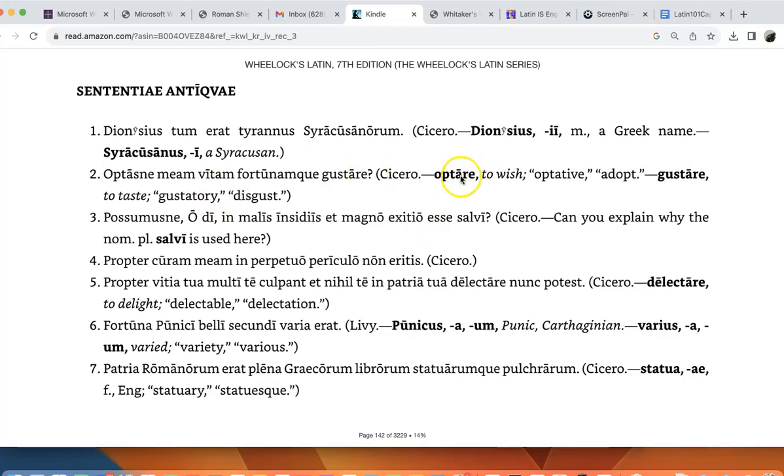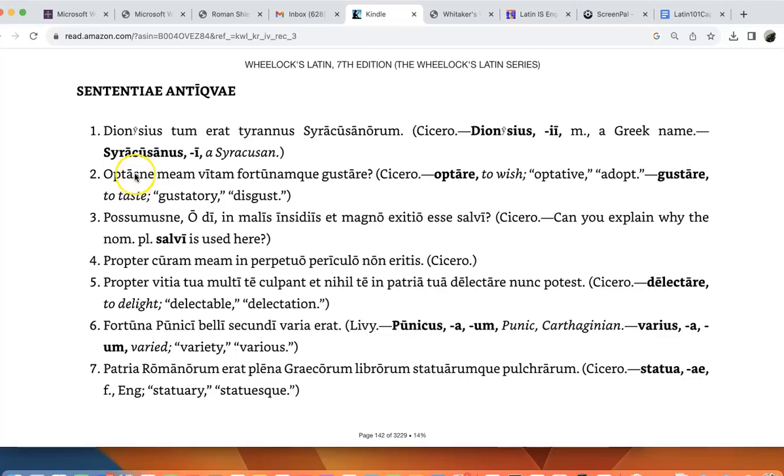So optisne. So we go back to the verb here. Optisne is second person singular. How do we know that? Because there's our personal endings: -s, -t, -mus, -tis, -nt. So if it ends in S, then it's second person singular, you. If it ends in T, then it's third person singular, he, she, it. If it's -mus, then it'd be we, -tis, you all, and -nt, they.